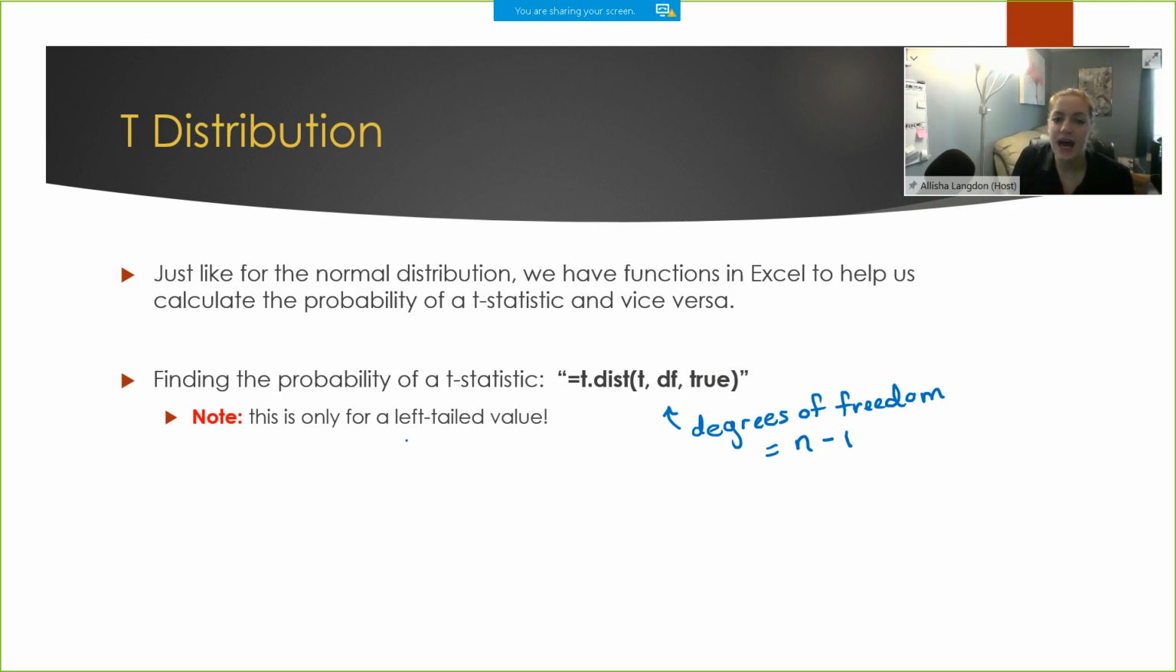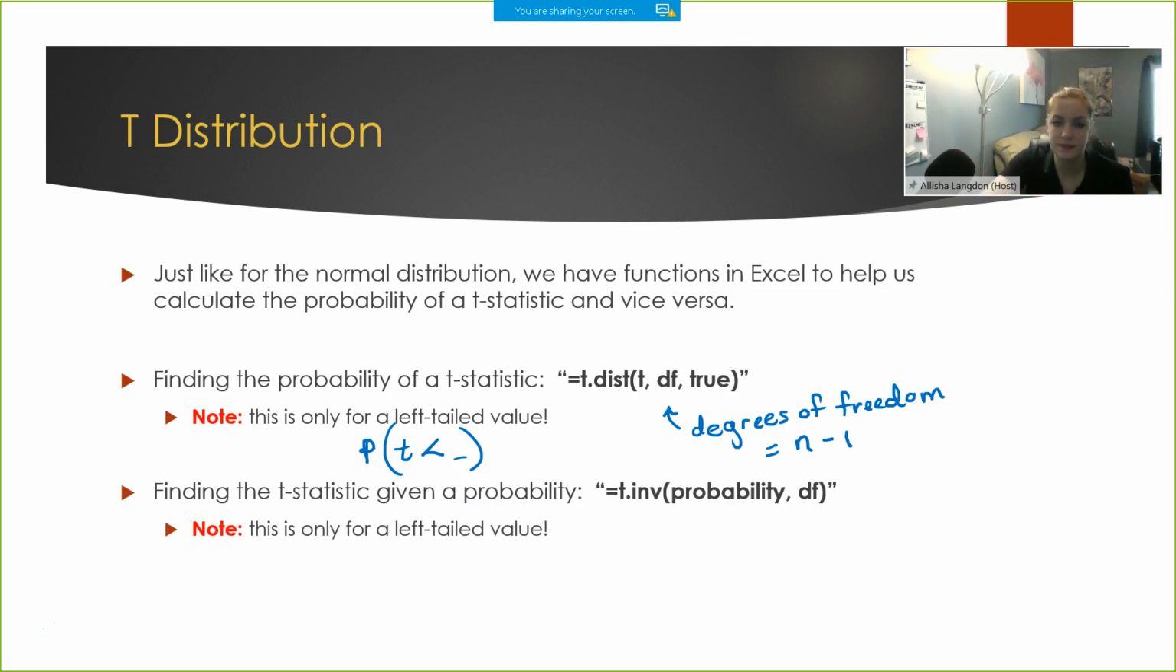Now remember that this only works for a left-tailed value. So if you're trying to find the probability that t is less than some number, I don't know what it is, 5 or something like that, you would use this function.